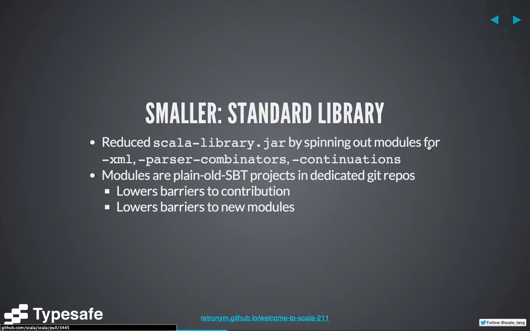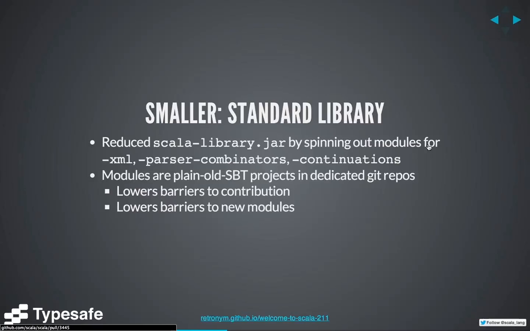So the second theme of 2.11 is to make things smaller. What we want to do here, within the library, is to reduce scala-library.jar to a more focused core library.jar, and we've done that by spinning out modules. So as of Scala 2.11, support for XML is shipped in a separate jar. The parser combinator library is shipped in a separate jar. The portion of the library that supports the continuations plugin is yet again a separate jar. This mirrors what was done before with the Scala Swing jar.